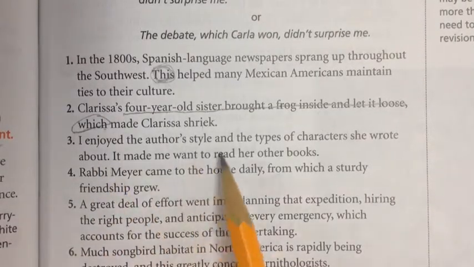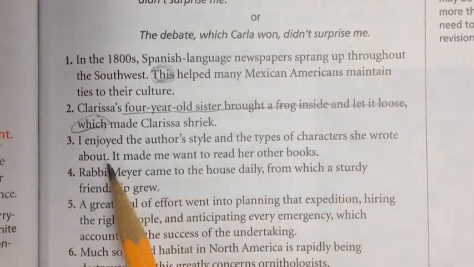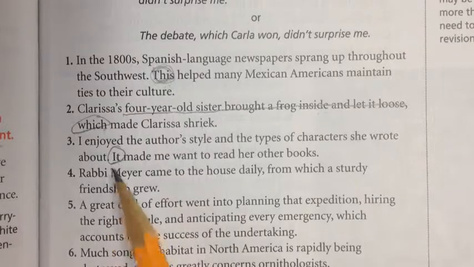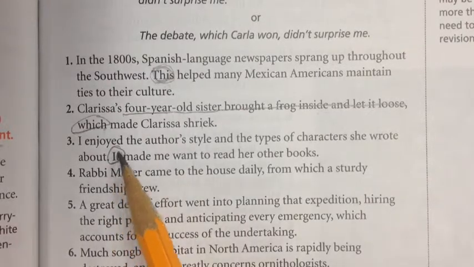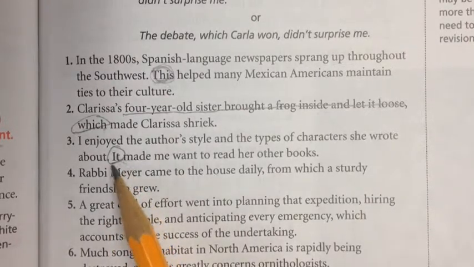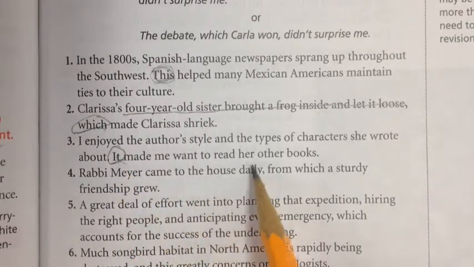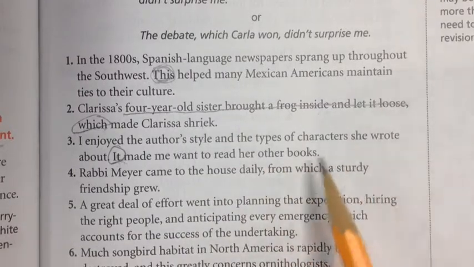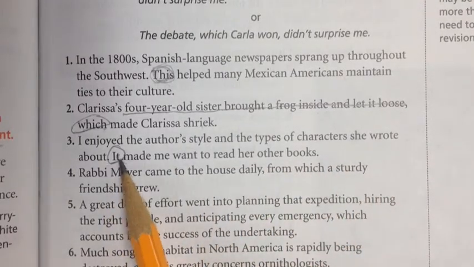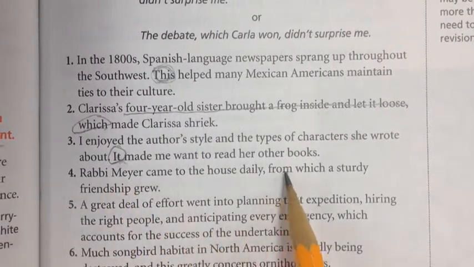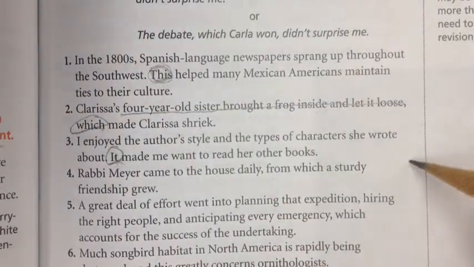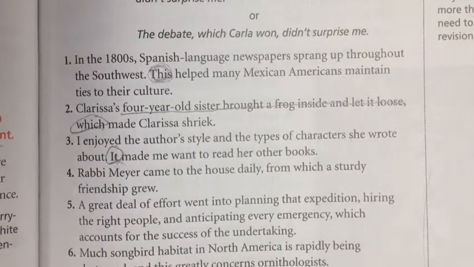Let's look at one more. I enjoyed the author's style and the types of characters she wrote about. It, right here, made me want to read her other books. So the word it here has to refer to one specific antecedent. But the thing that made me want to read her books is the author's style and the types of characters she wrote about. That's too much work for the word it to do. So what I would do is I would say her abilities made me want to read her other books. Something like that. Anyway, see if you can do 4 through 10 on your own. Good luck.